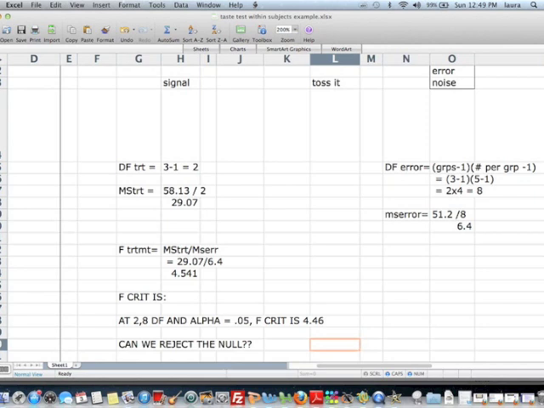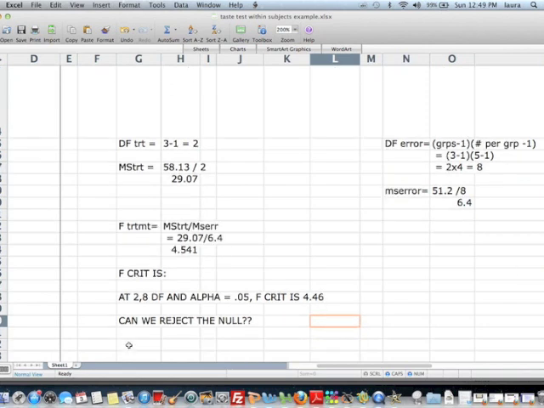So if you drew it right, you have F crit of 4.46, and over to the right of it, you have the F obtained or F treatment of 4.5. So yes, we can reject the null.